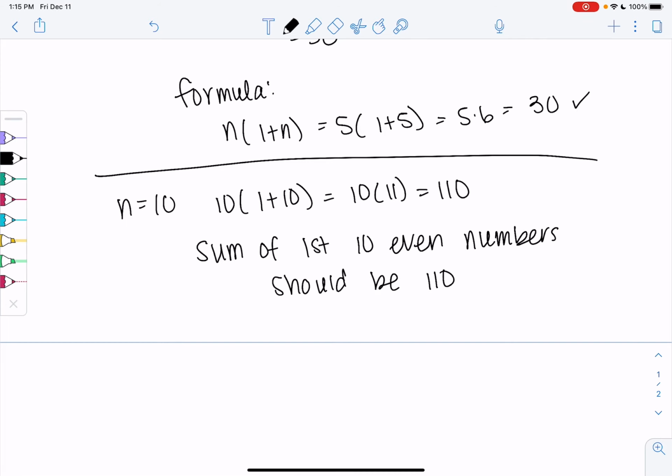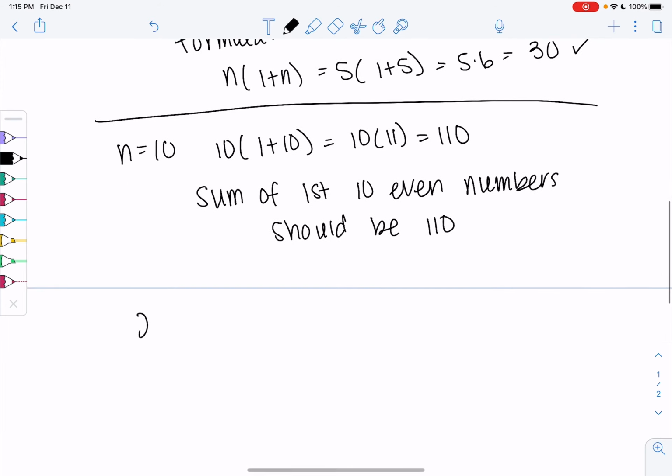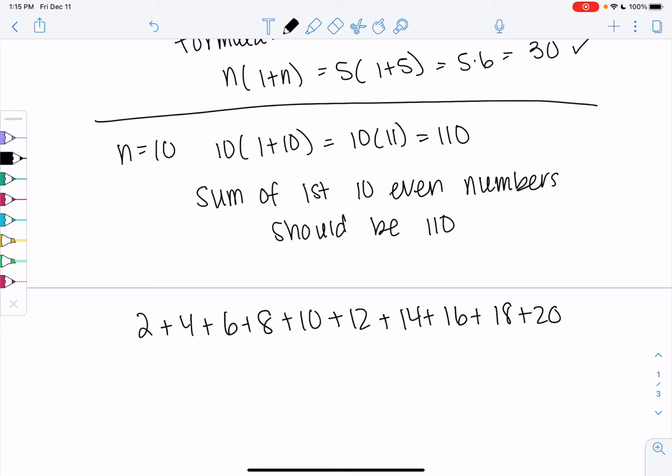And so for the first 10 even numbers, let's check that out. Pull out your calculator and add them up. So 2, 4, 6, 8, 10, that's 5 numbers, 12, 14, that's 7, 8 would be 16, 18 plus 20. I'm just going to add those really quickly on my calculator on the side. You can do that on your own. But I just want to convince you that this formula is working, and you should get 110.